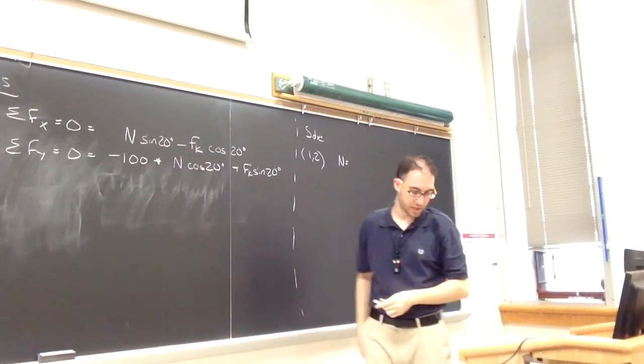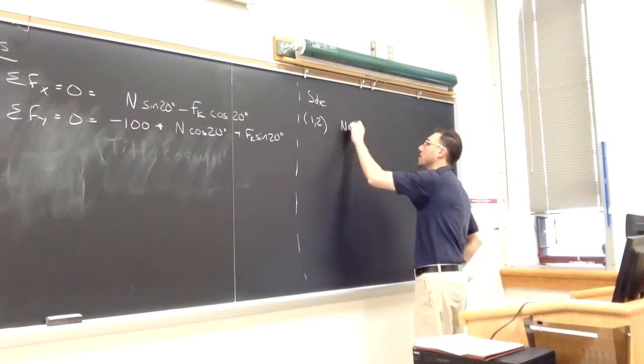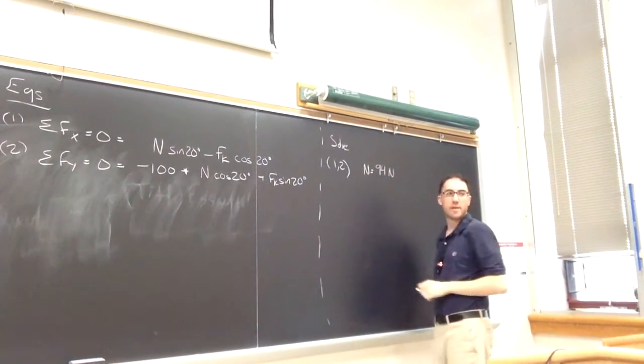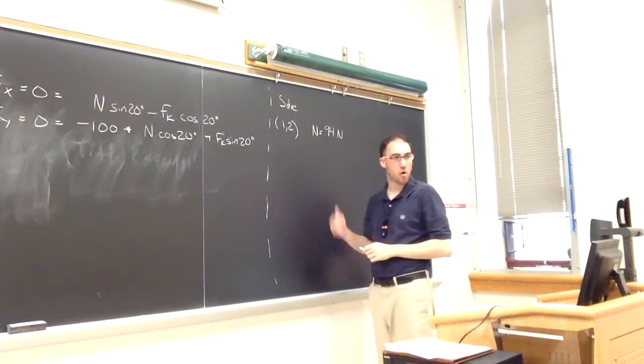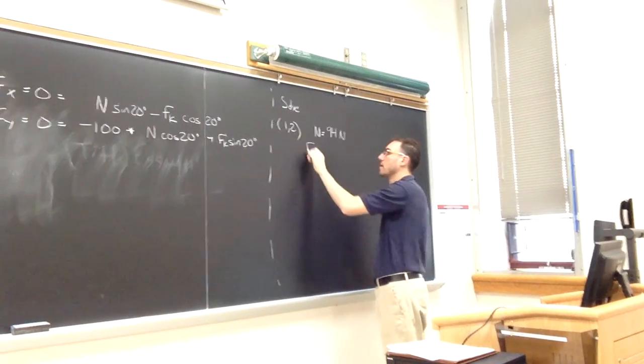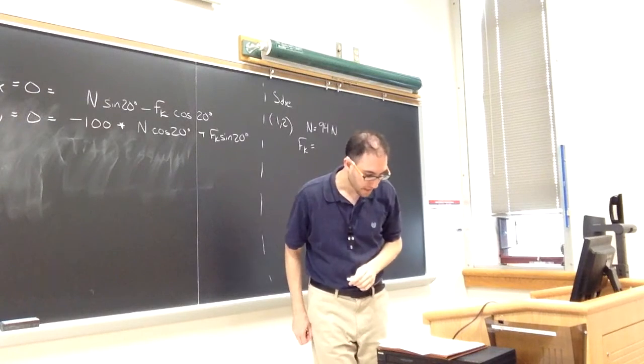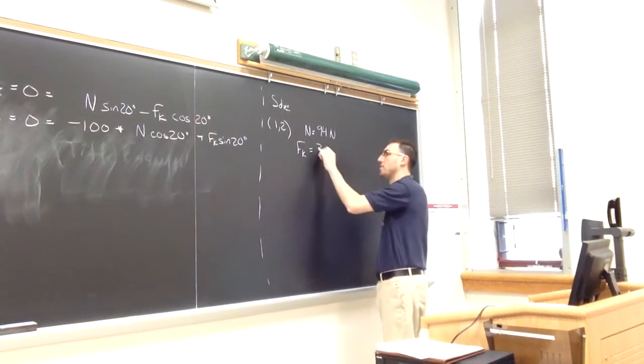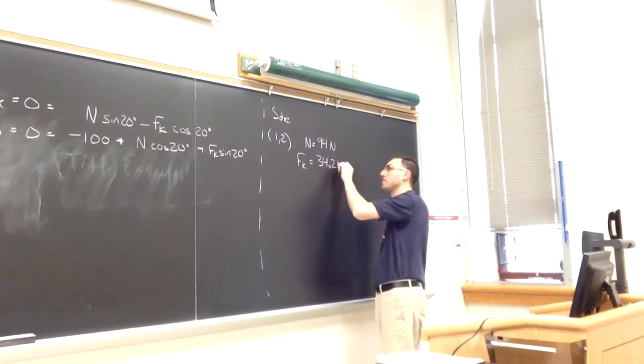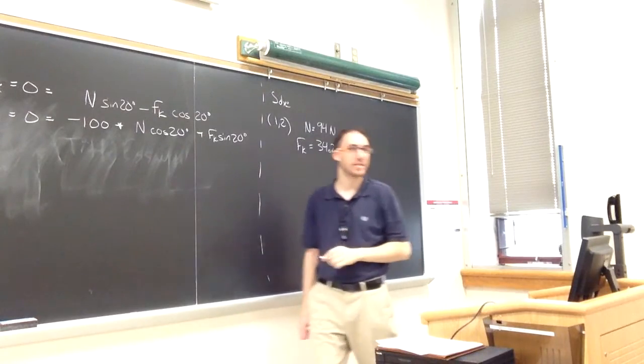So if I do that, solving equations 1 and 2, N is 94 newtons, positive, which it has to be, because it's a normal force, it can only push. And the spring force, Fk, is 34.2 newtons, also positive, meaning that our assumption was correct, that the spring is in tension.